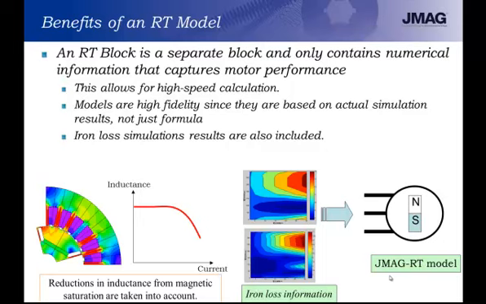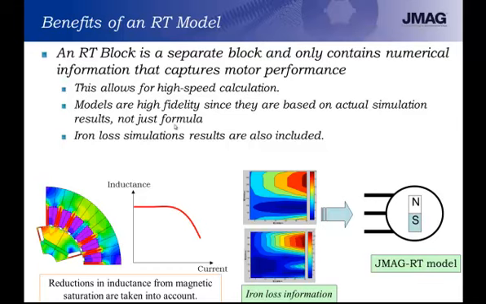The benefit of an RT model is that it is a separate block and only contains numerical information that captures motor performance. That is, the RT block is completely separate of our actual FEA analysis, so it only has numerical data. This allows for very high-speed calculations since we're only using the data in standard formula. The models are also high fidelity since they are based on actual simulation results, not just formula.